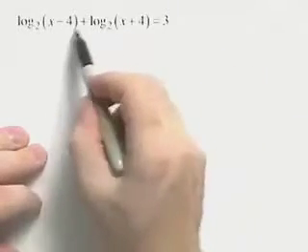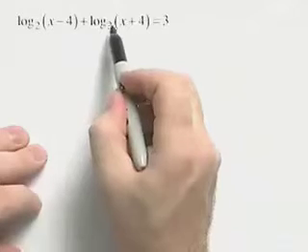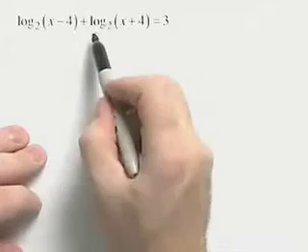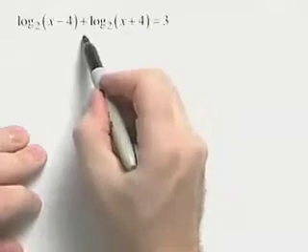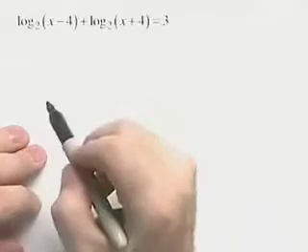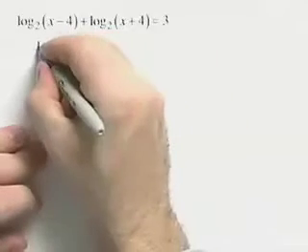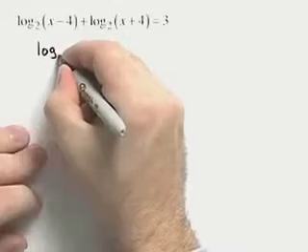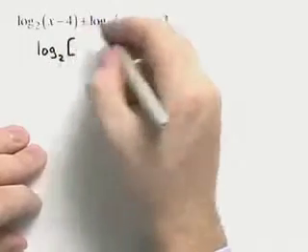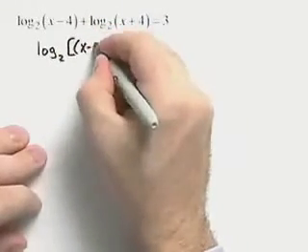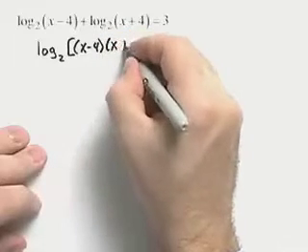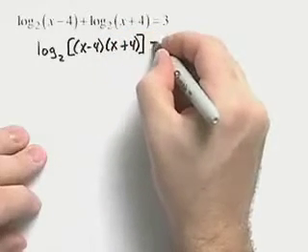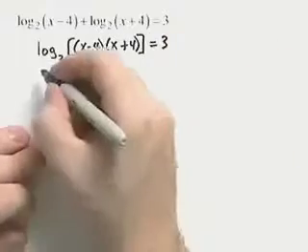We have these two logs on the same side here with the same base, so we can use our rules for logarithms to combine these together. In particular, we're going to use the product rule since we have the sum of two logs with the same base. So we can rewrite this as log base 2, the product of these two insides, x minus 4 times x plus 4, and that has to equal 3.